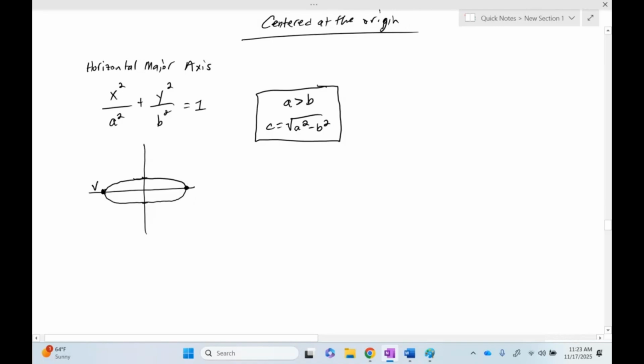So then along this major axis, we have the vertices. I'm just going to call them B and B prime. It's centered at the origin, right? But the vertices are on either side of the ellipse. So the vertices, which they call the major axis points, are found at plus or minus a, comma, 0.